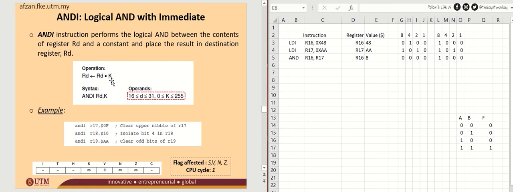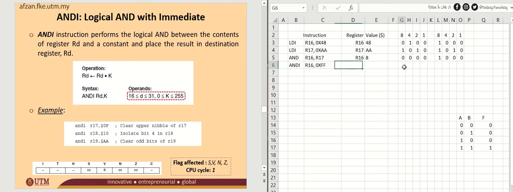RD and with your immediate value, put the result to RD. Okay, let's have ANDI R16 with what value you want to put here. Okay, let's say we put FF. Alright, so this is 0xFF, so this is the immediate value. Right, so you see the immediate value is FF.